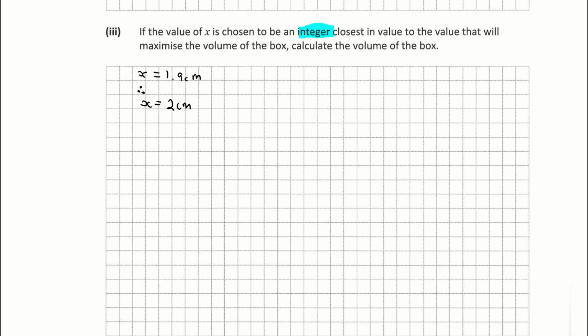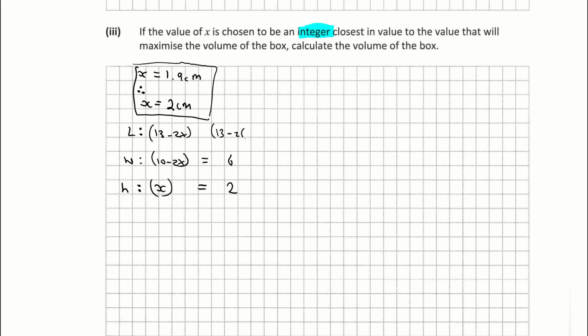And I'm then going to review my length of the box, the width of the box, and the height of the box. Now, the height of the box is x. These are all coming from part 1 of this question. My width was 10 minus 2x, and my length was 13 minus 2x. I'm using the integer 2 for the value of x. So therefore, the height of the box must be 2. The width of the box is 10 minus 2 times 2, which is 10 minus 4, which is 6. And the length of the box is going to be 13 minus 2 times my value for x, which is also 2. So that's going to be 13 minus 4, which is 9.